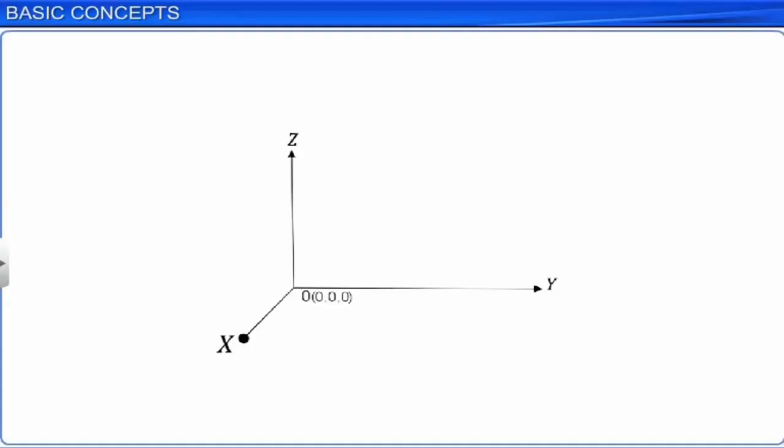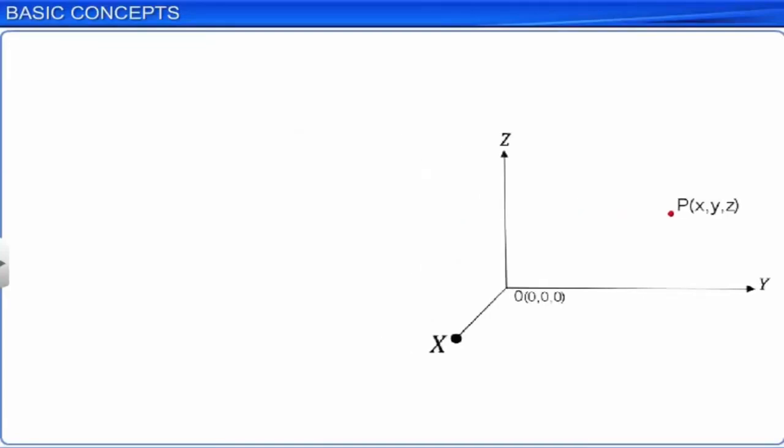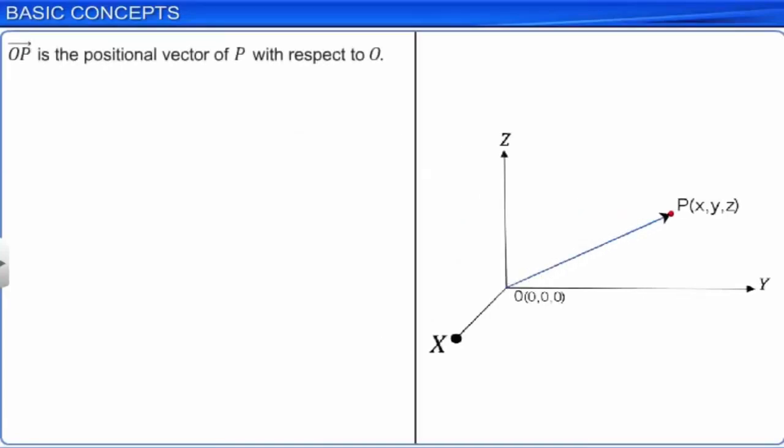Now consider a point P in a three-dimensional coordinate system. Vector OP, with its initial point at the origin and its terminal point at P, is called the position vector of point P with respect to the origin. The position vector of point P with respect to the origin can also be represented as vector r.